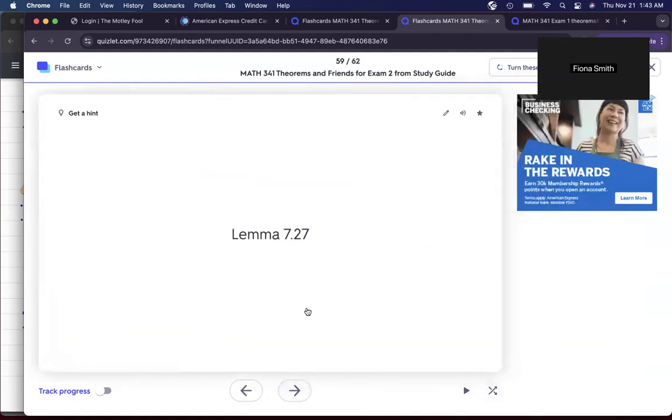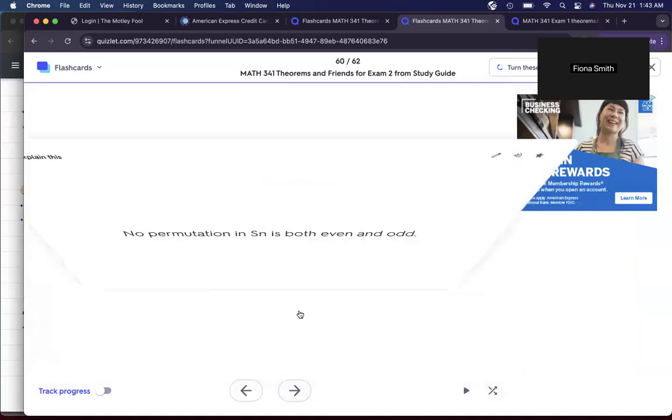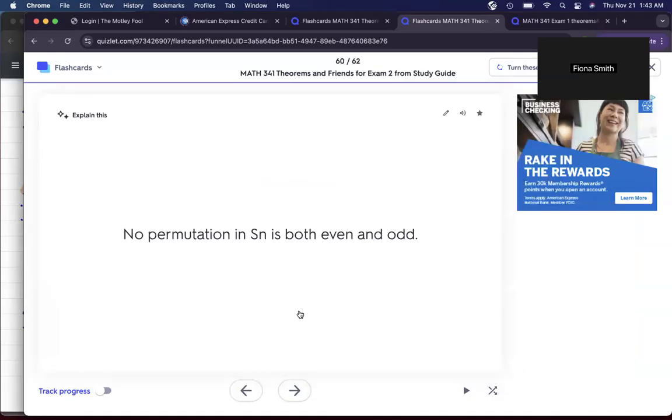Lemma 7.27: the identity permutation in Sn is even, but not odd. So that's nice to know. The identity is always even in Sn. Theorem 7.28: no permutation in Sn is both even and odd. So this is like XOR. A permutation is either even or it's odd. It's not both, and it's not neither.